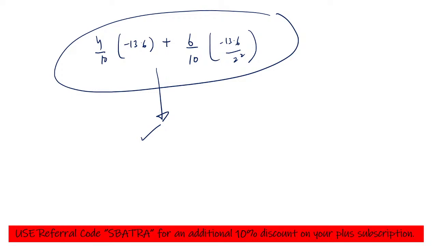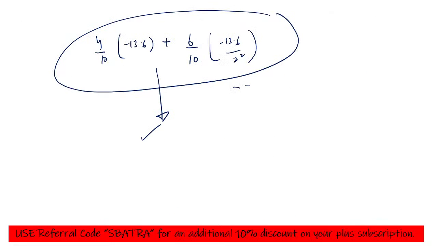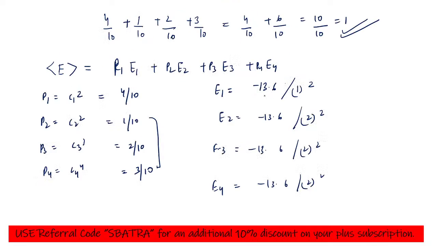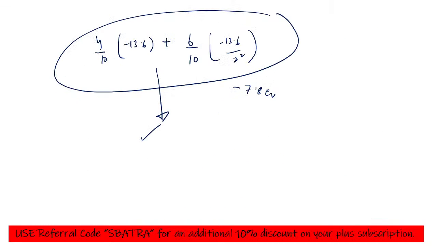Right. So I think you are getting minus 7.8. You are getting minus 7.8, right? So minus 7.8 electron volts. So this is the correct answer over here, minus 7.48 electron volts. This is how you should solve it. Just recheck the calculations.